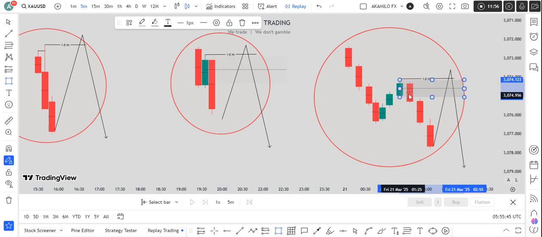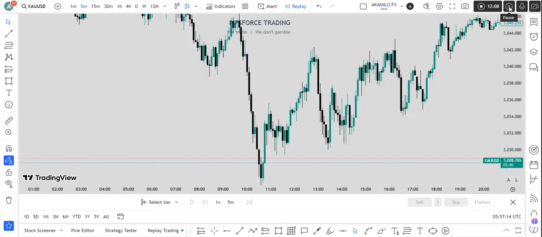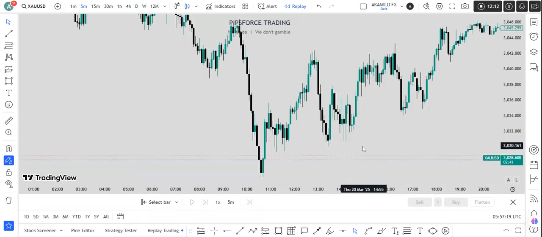So identify this correctly on your live market. So let's move to the live market to find more examples of this and how we can leverage on this in our next trading. So let's find a quick example on this live market, and this is gold chart, right?